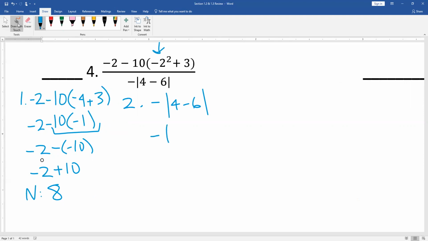So I'm just going to leave that there. Solve inside my absolute value. 4 minus 6 is -2, but we know that the absolute value of any number is positive. So my answer here is 2.